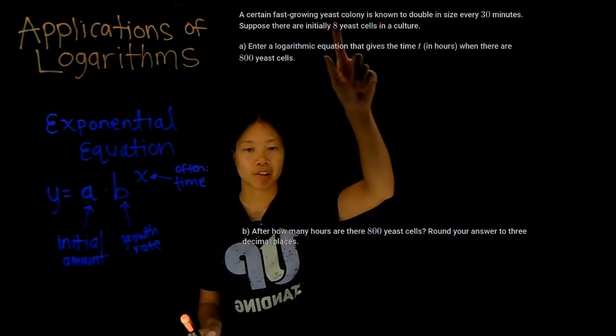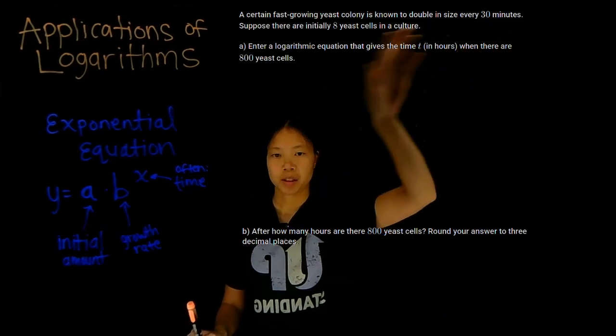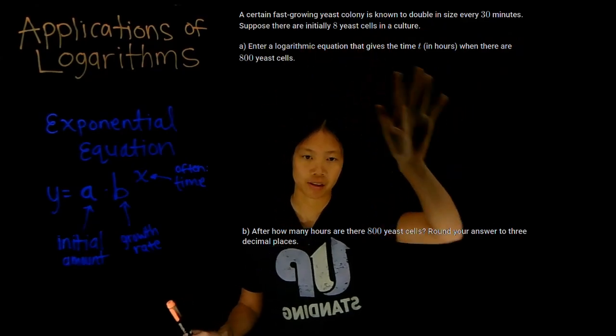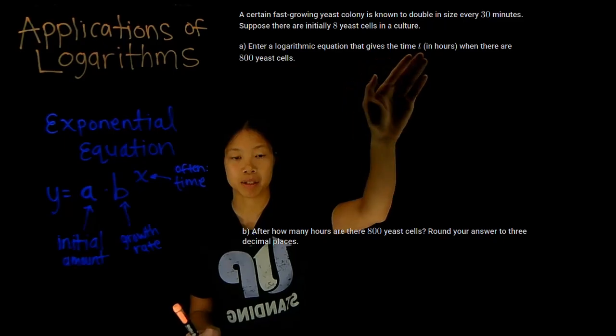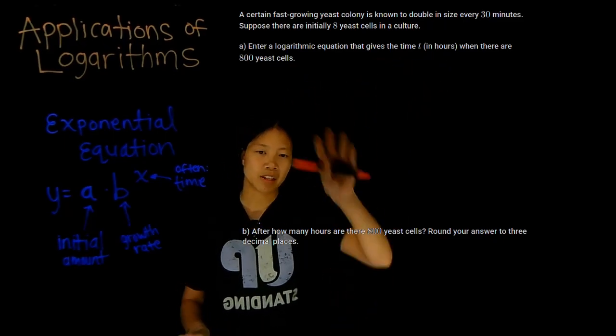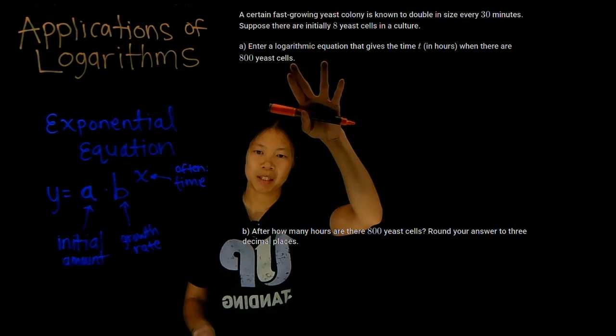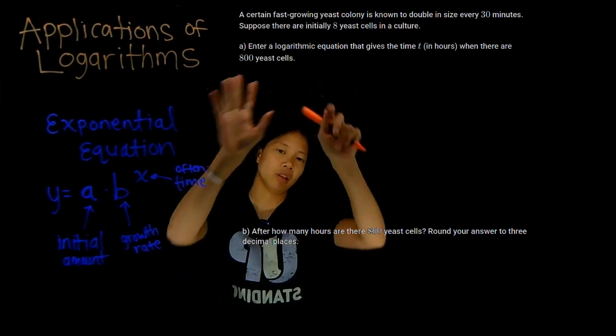Here's another application problem. A certain fast-growing yeast colony is known to double in size every 30 minutes. Suppose there are initially 8 yeast cells in the culture. Part A wants us to enter a logarithmic equation that gives the time t in hours when there are 800 yeast cells. It might be easier to write the exponential equation and then turn that into the logarithmic form.